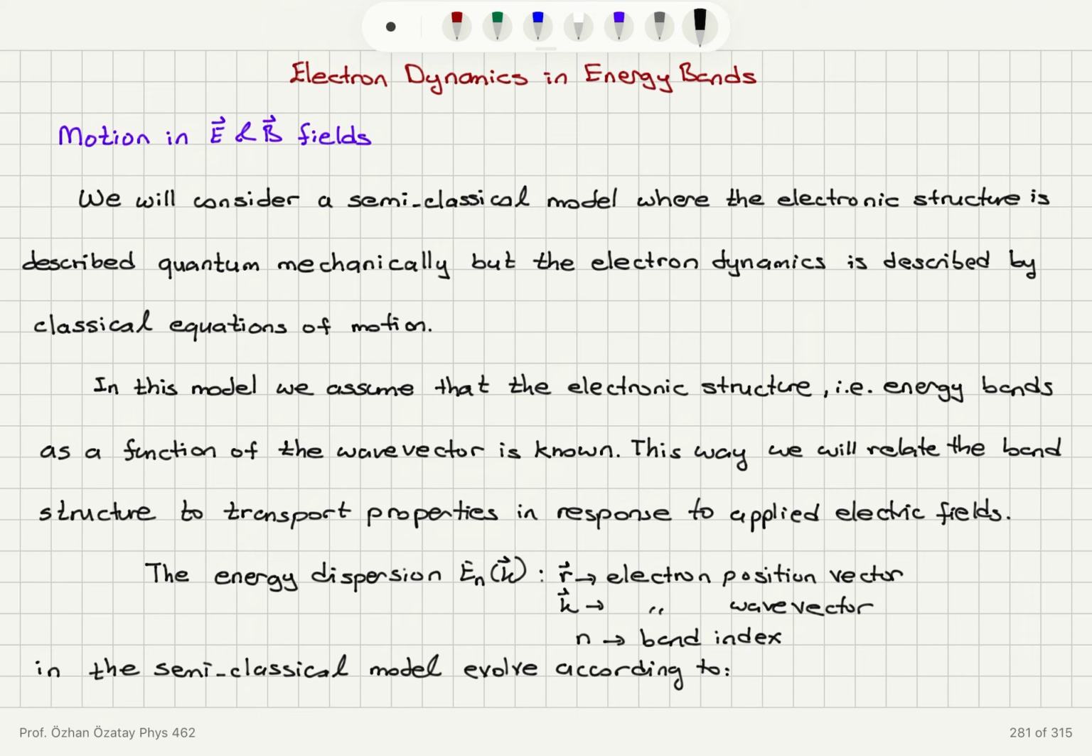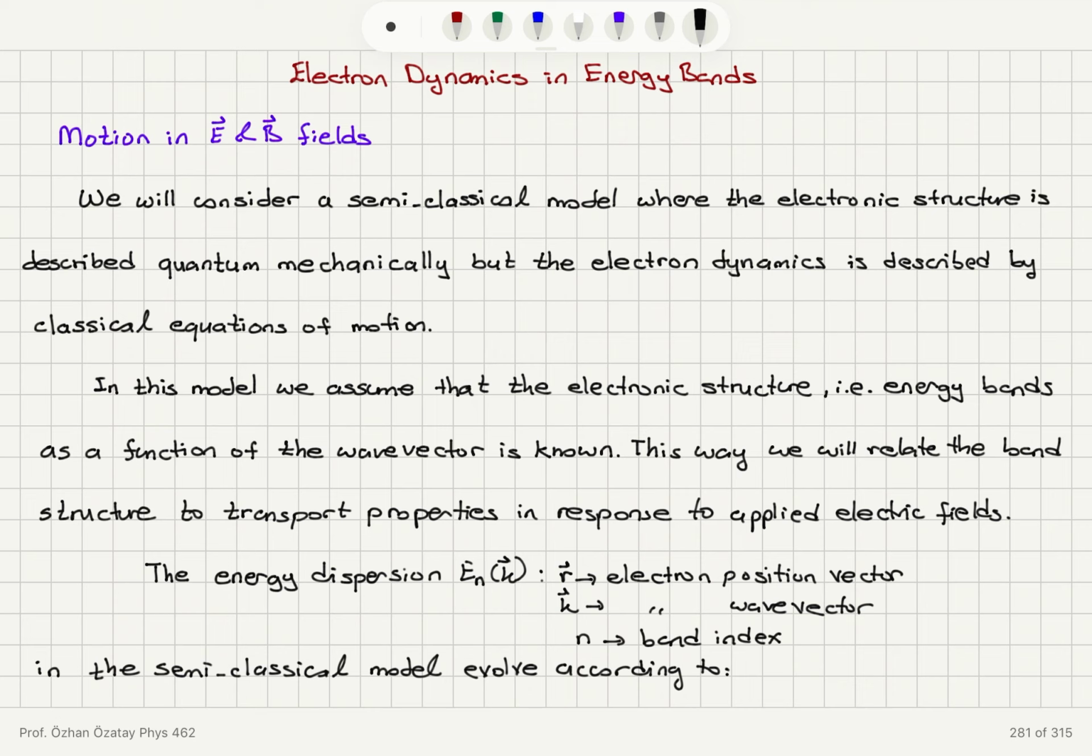So in this model, in the semi-classical model, we assume that the energy bands as a function of the wave vector are known. So we have either measured or calculated the band structure, and we will use this band structure, and we will relate the band structure to the transport properties in response to these applied electric fields and also magnetic fields. The energy dispersion relationship E sub n of k is basically the energy of the nth band. So n is our band index, k is our wave vector, and when we talk about r vector, that is the electron position vector.